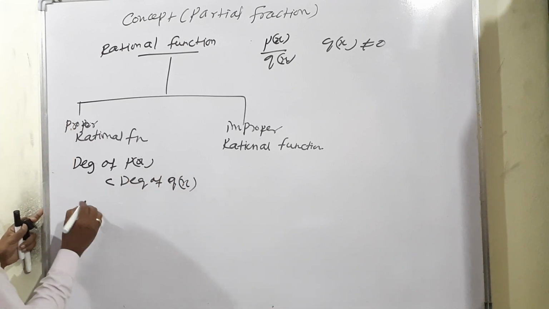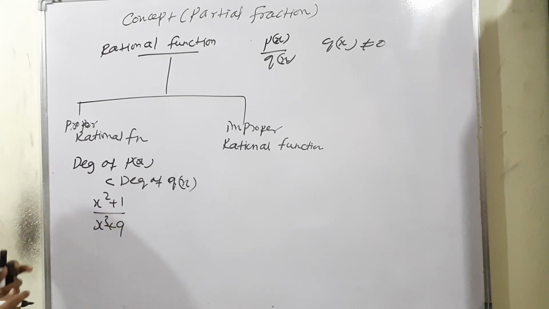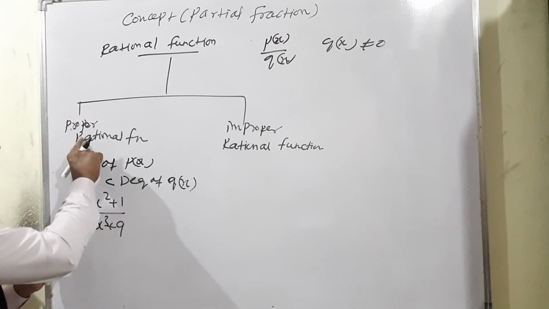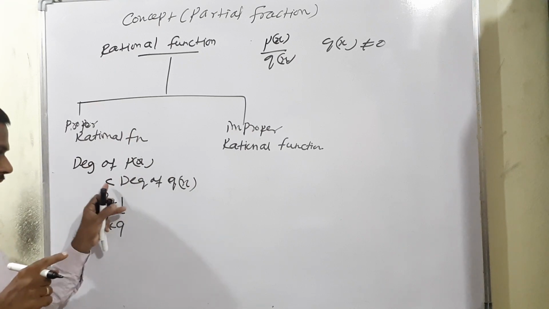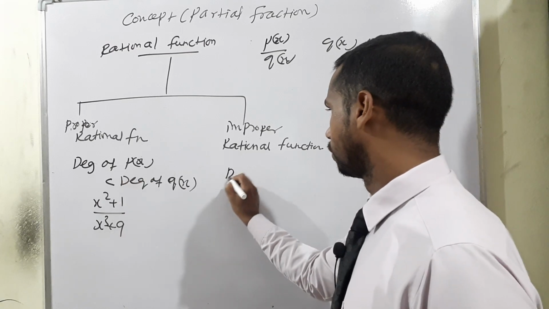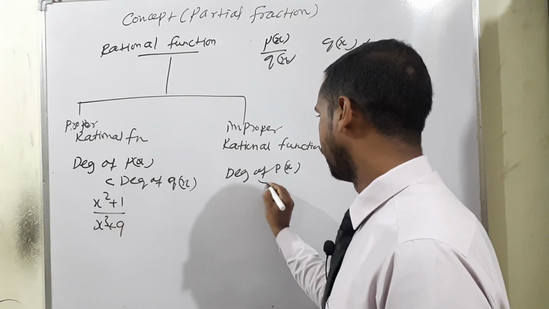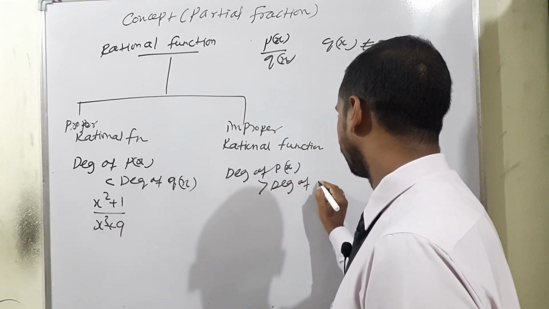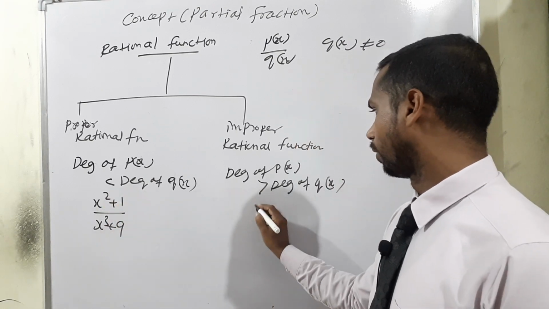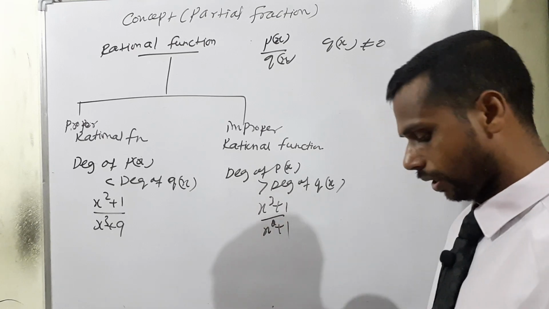So example, x square plus 1 divided by x cube plus 9. Look at there. So the numerator is less than, comparing the denominator. So proper rational means the degree of p of x is less than, but improper means just opposite. Okay. So degree of p of x greater than degree of q of x. Condition just reverse order. Reverse order means x cube plus 1 divided by x square plus 1. Okay. This is the way.